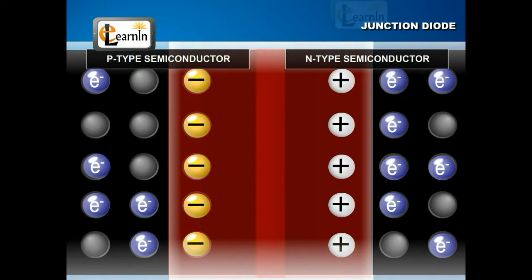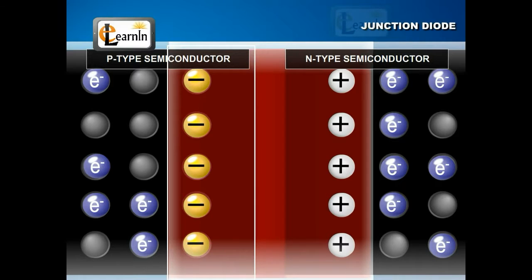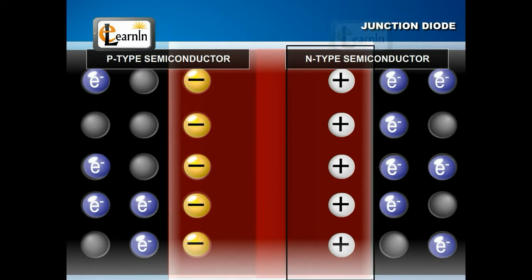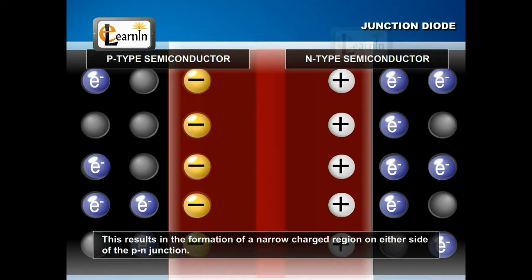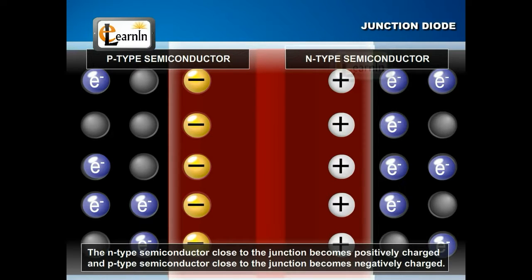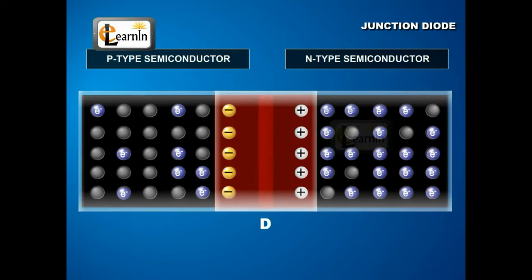Therefore, in the region close to the junction, only negative ions are left behind on the p side and only positive ions on the n side. This results in the formation of a narrow charged region on either side of the PN junction. The n-type semiconductor close to the junction becomes positively charged, and the p-type semiconductor close to the junction becomes negatively charged. On either side of the junction, the region D becomes free from mobile charge carriers.